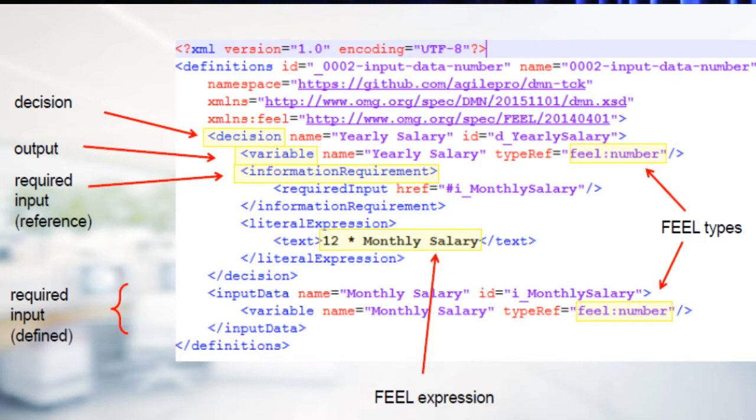So this model is calculating yearly salary, and here's the required input, and this is a reference to the definition, which is down at the bottom. Okay, monthly salary goes in, yearly salary goes out. You're seeing types here. These are the field types. And the main thing that's being tested here is the field expression. So that's basically it. This is a model to multiply the monthly salary by 12.